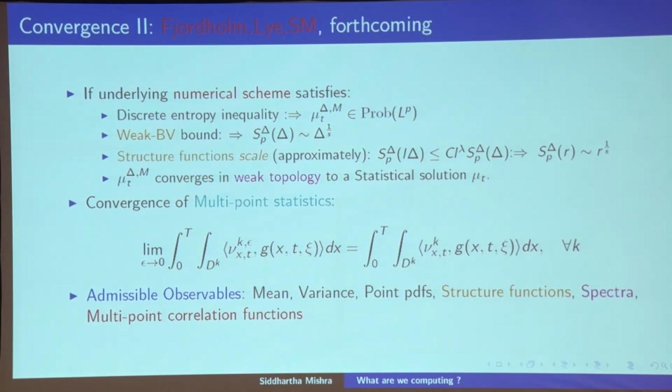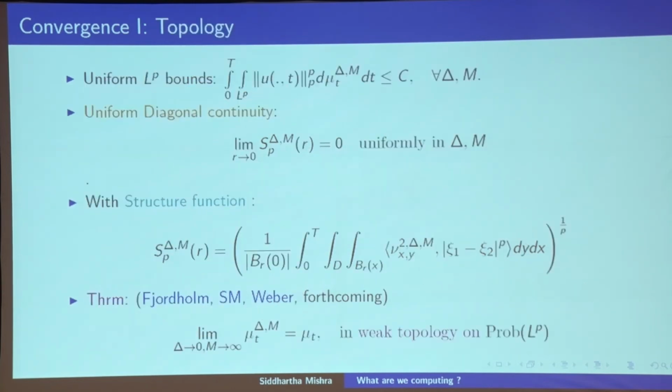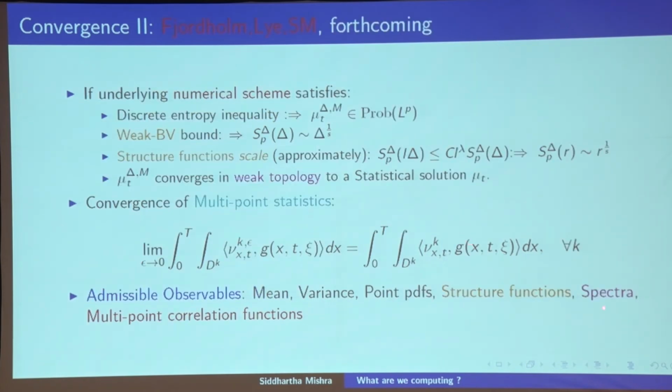So here there is a convergence theorem, and what converges are all possible multi-point statistics. So the mean converges, the variance, the point PDFs, structure functions, objects like this, which measure correlations at small scales. The Fourier transform, which is given by the spectrum, multi-point correlation functions, all these objects are going to converge. So this is a very peculiar situation. You may not have any convergence of any deterministic quantities. However, all statistical quantities that you can write down are going to converge. And there is a theorem which tells you that.